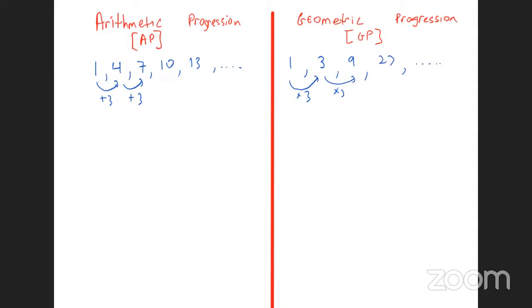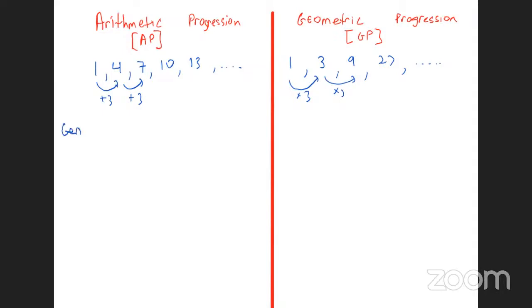That's okay? So once you recognize that for each term you have to add the same value to get the next term, then that's an AP. But if you have to multiply, then you have a GP. Okay? So generally, it looks something like this.